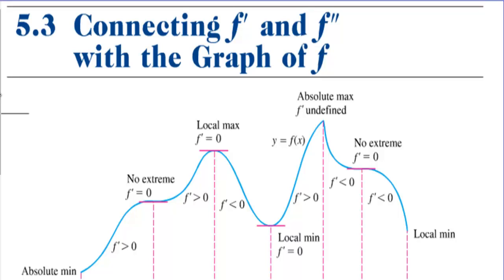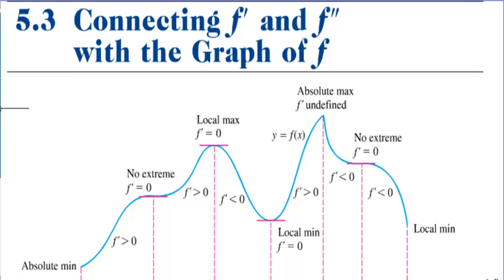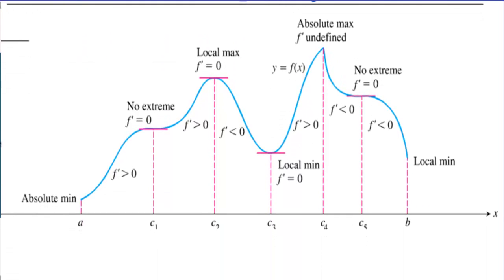5.3, connecting f prime and f double prime with the graph of f. Here we have a graph of f. On the left side, we have the absolute minimum. Right here we have a slope of a tangent line that is 0, but no extreme values. The derivative goes from being positive to positive. So even though the slope here is 0, there's no extreme value.